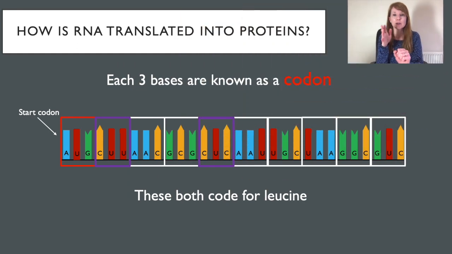Now, as I said, the code isn't overlapping, but it is degenerate. So most amino acids have more than one triplet sequence that codes for them. For an example, you can see here the 2 codons which are highlighted in purple both code for leucine.